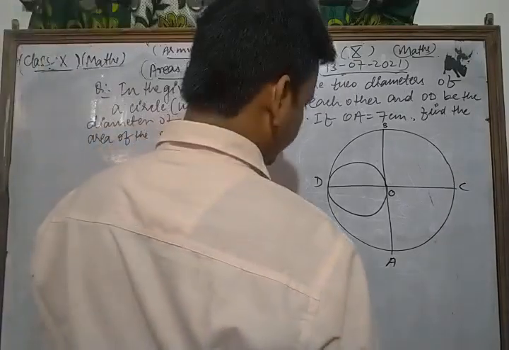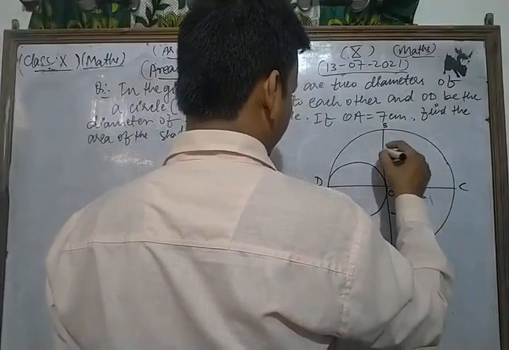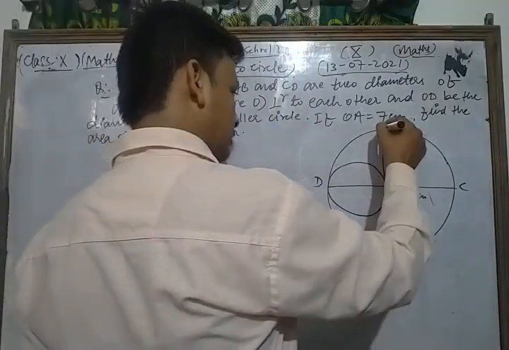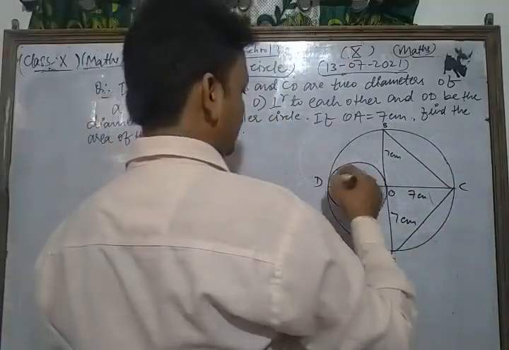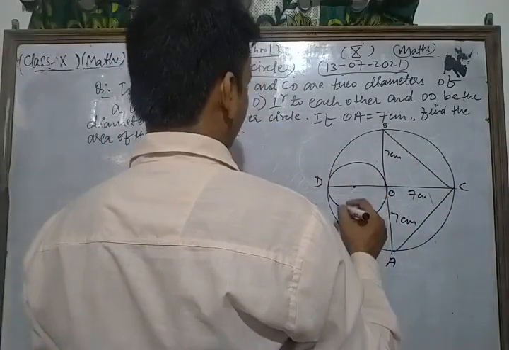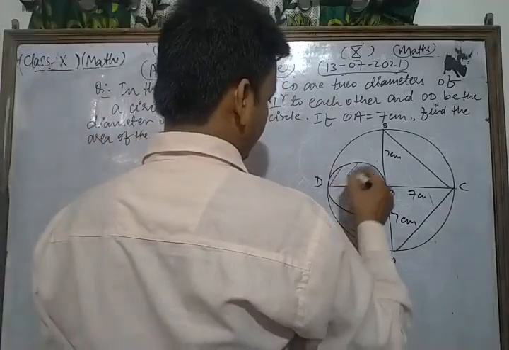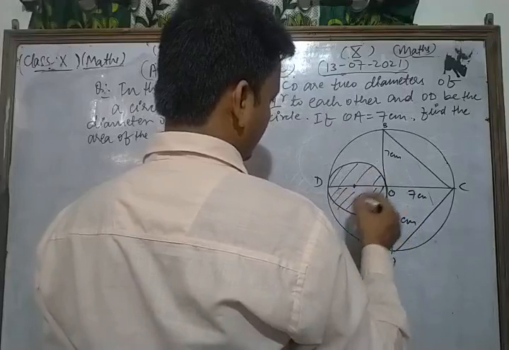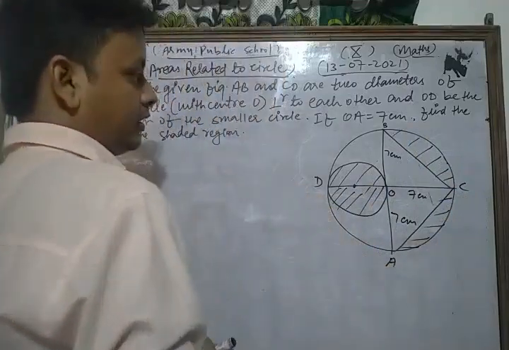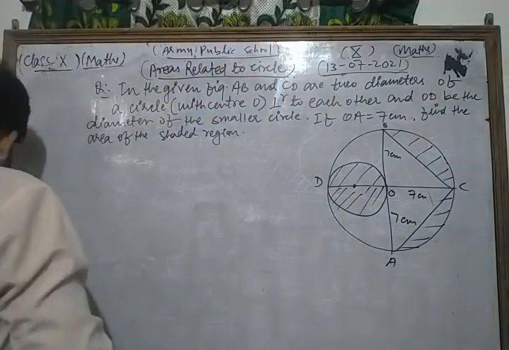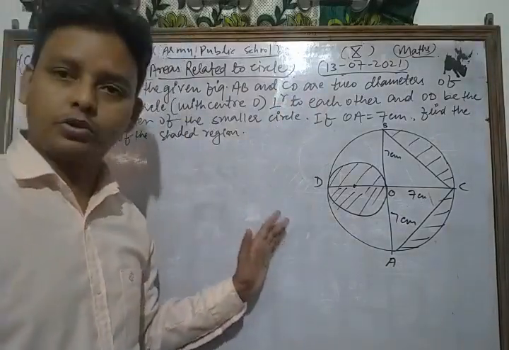Now look, this is 7 centimeter, because the radius of the circle remains the same. Here let us take O dash, the center of the smaller circle, and that region is the shaded one. This is the shaded region. So this is the question in that figure, a very important question of your NCERT exercise.